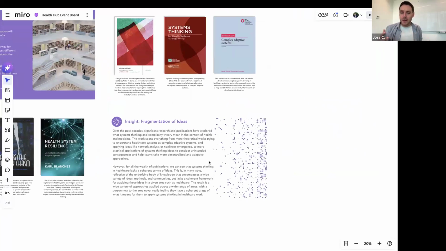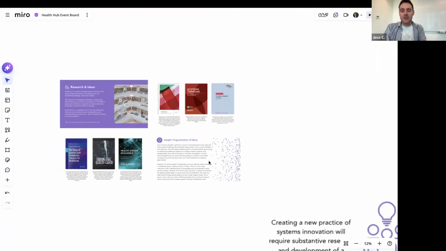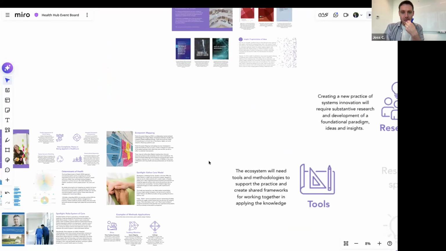There's a lot of publications out there. How coherent are they in really bringing together the ideas to give us a good sense-making framework for health systems as complex adaptive systems? So again, I think this goes back to the idea of fragmentation in ideas across organizations and so forth. But definitely resources out there, and that's definitely growing, I would say.